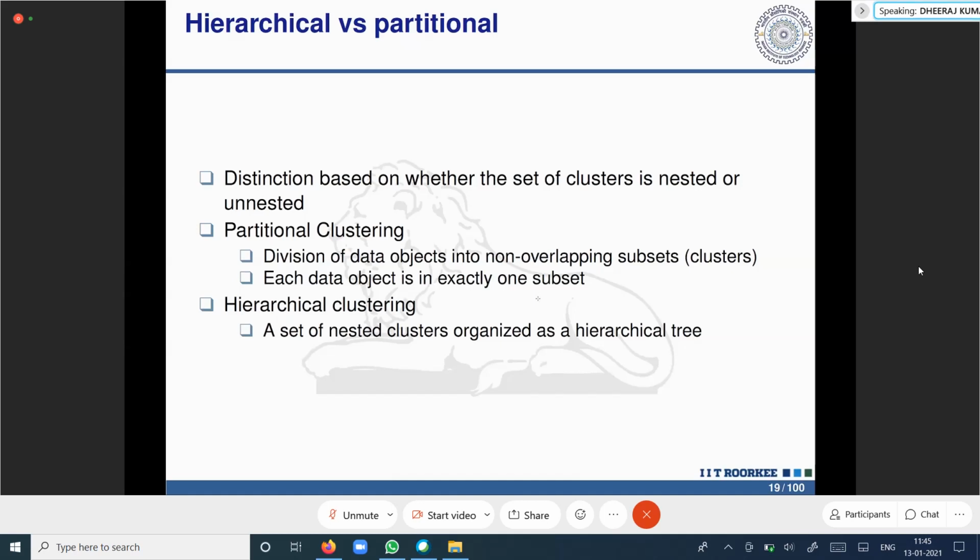So the distinction is based on whether the set of clusters is nested or unnested, because in the first case you have nested sets, right? So you have one group, then a few groups within it, and so on. Whereas partitional clustering is a division of data objects into non-overlapping subsets. So each point belongs to only one of the clusters, and each data object is in exactly one subset, whereas in hierarchical you have nested clusters organized as a hierarchical tree.